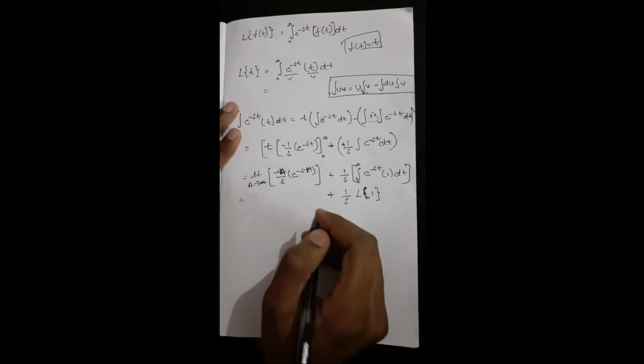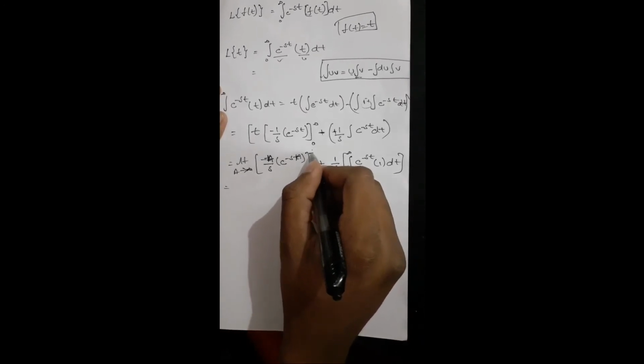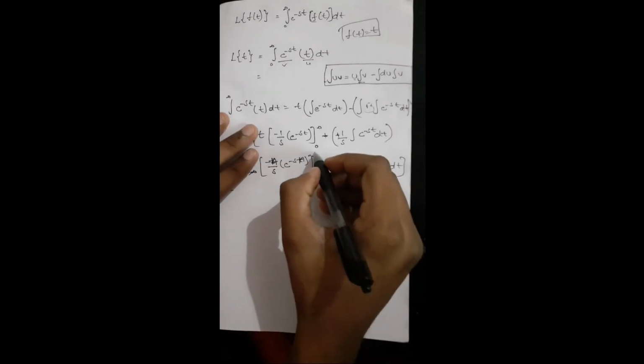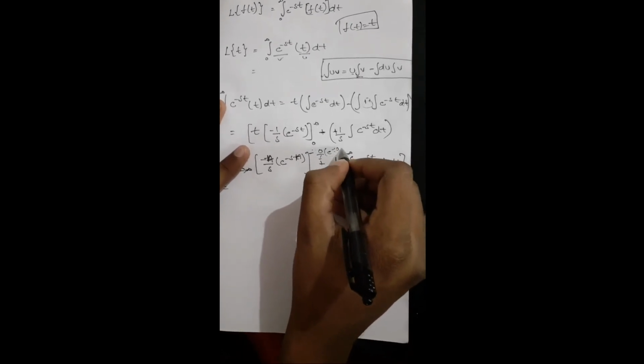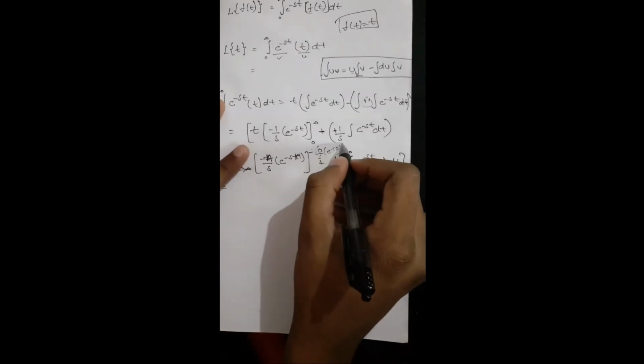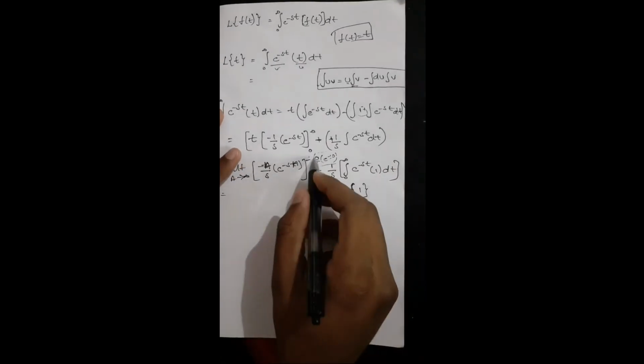I skipped writing this term, 0 by s into e to the power minus s of 0. Anyhow, it will be nullified as we are multiplying it with 0. So I just skipped that term.